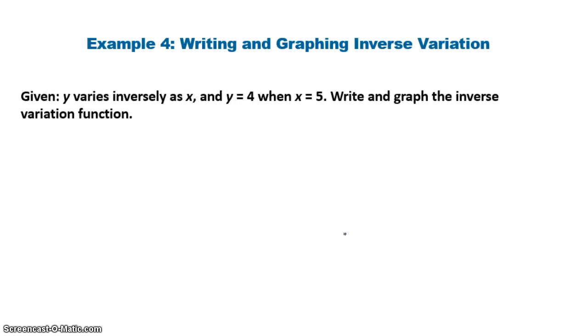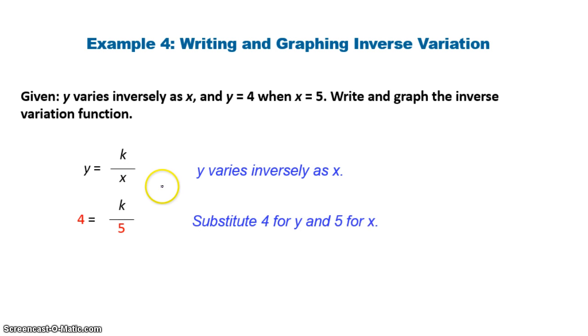So let's try one of these. Given y varies inversely as x, and y equals 4 when x equals 5. So let's do the same thing. We're going to write the function, and then we're going to graph it. So we're going to start off with the equation. Now we're going to replace, or sub in, our y and x.